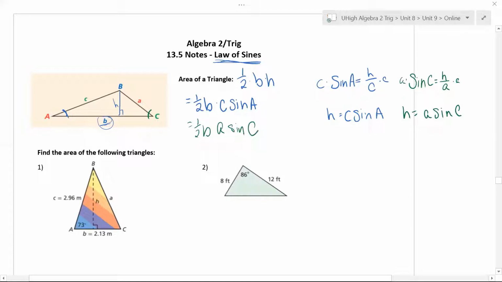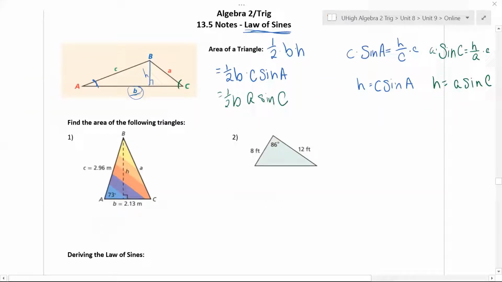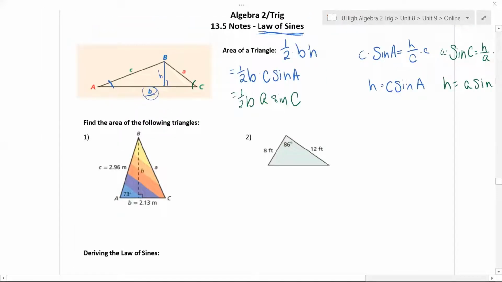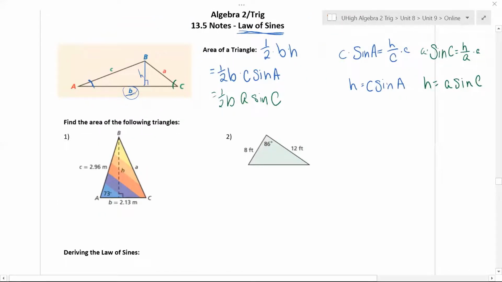And in this case, since my height is coming down from angle B, I can't use angle B with any of my trig functions. So I just wanted to keep this in mind. This is how we could solve the area of the triangle using just our side lengths and our sine function. So let's practice that. I want to do number 1 together, and then we're going to talk through and come up with some ideas for number 2.